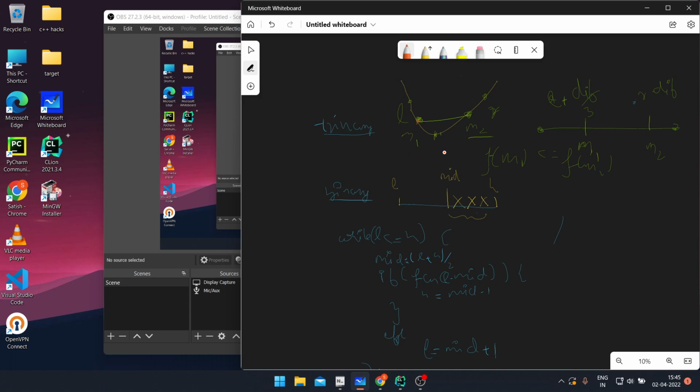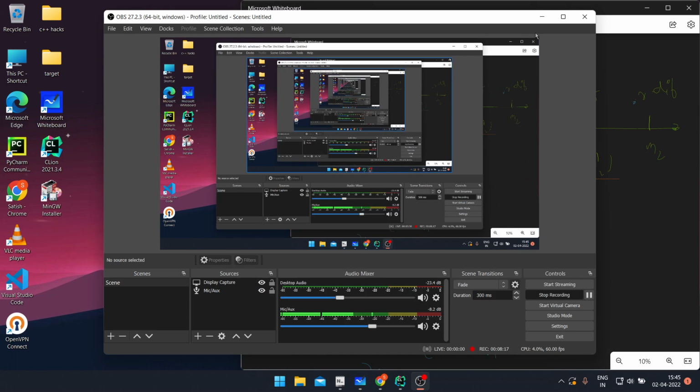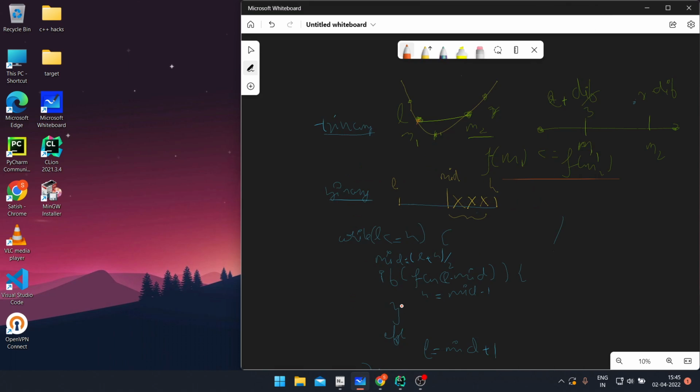It depends on the scenario, but in this problem, we can easily say that if I shift R, there will be no problem. So there was a question on brute force, which I cannot name because there is a copyright issue. I linked the problem down below, but it is very similar to what I have explained for the trinary search problem.